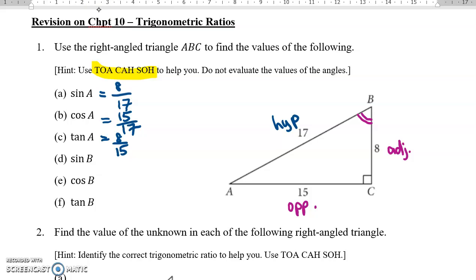Now, if you have not tried this question, please pause the video and try the questions first before you continue to check your answer. So here are the answers. We'll go on to question 2.